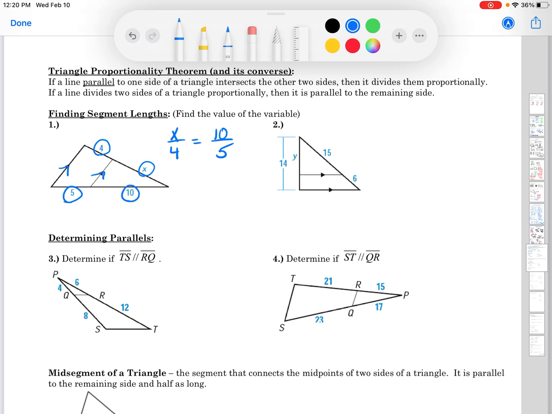And now I can solve by cross multiplying. So x times 5 and 4 times 10, and we're going to get that x is equal to 8. I can use the same logic in number 2.